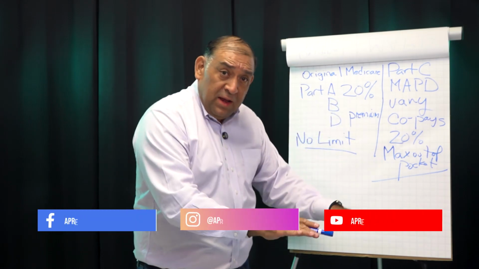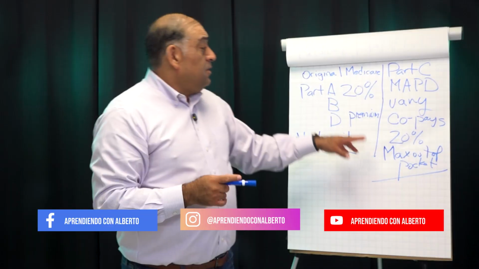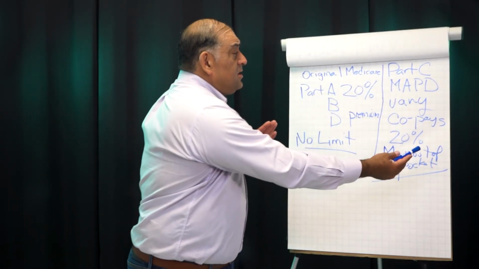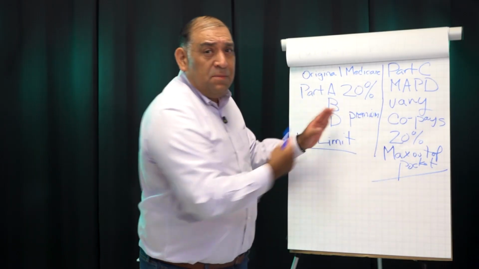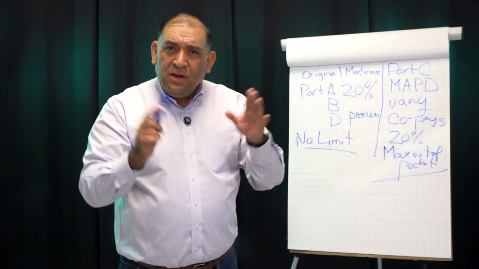HMOs have lower limits, PPOs have higher limits, but there's a limit. You're not responsible for the 20% anymore. So there are advantages to both and disadvantages to both. And that's what I'm hoping I'm making clearer for you. I truly hope I am.